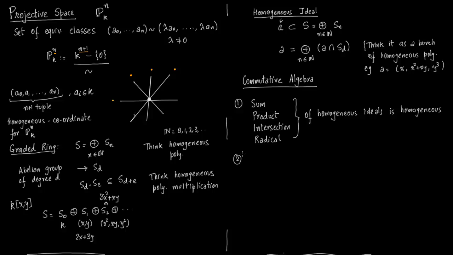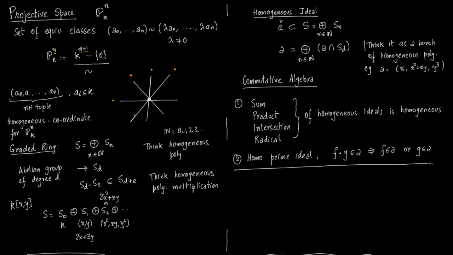The second point is, we want to talk about homogeneous prime ideals. Ultimately, we would want to link up irreducibility with prime ideals, just like in the affine case. So you take f and g, both of them homogeneous, and the product belongs to a prime ideal A. That implies either f belongs to A or g belongs to A, just like in the affine case. The only difference is f and g now are homogeneous. So we need homogeneous polynomials because of this property.